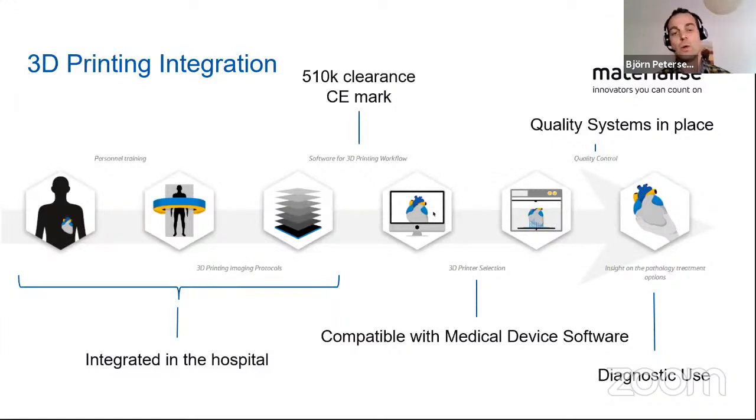On the other hand, when you're working with the STL, you have to put it to a printer. In this case, from our perspective, it's good to have a printer that is compatible with the medical device software, so that you can be sure that what you have created as an STL is the outcome you will get when you give it to the printer. This is also an advantage of certified software when you're working together with a printer provider. In the end, you have the quality system and then you have the anatomical model you can work with.